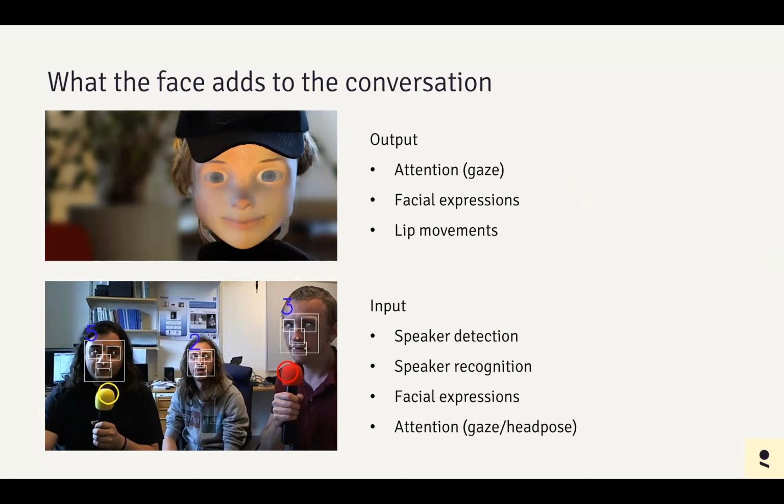From the input side, if the agent has a camera, it can, of course, more easily detect if there is someone who wants to interact with the system. It can potentially recognize people more easily and read their facial expressions if they look happy, for example, and also read their intention. So, for example, we can see whether this person here is looking at the agent and interacting with the agent, or if they are looking at each other and trying to interact with each other. So there is a lot of information there in this face, which can often be quite subtle also.